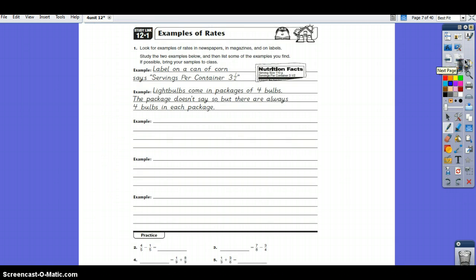And 12.1 study link. Look for examples of rates in newspapers and magazines and on labels. Study the 2 examples below and then list some of the examples you find. You may take this home and do it as homework, but I'd like to see it the next day. Make sure to do the practice on the bottom.